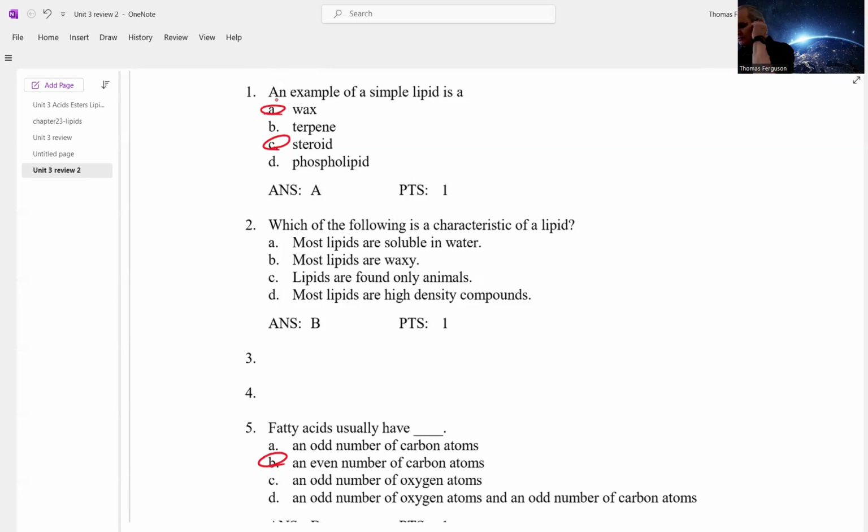Which of the following is a characteristic of a lipid? Most lipids are not soluble in water. Some lipids are waxy, not all of them. Lipids are found in both plants and animals. Most lipids are low density. That's why soap floats, as an example. So the only one is B. All right. Those are the examples I have for you today.